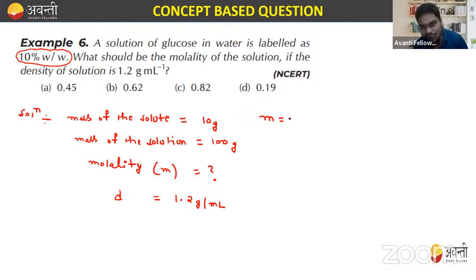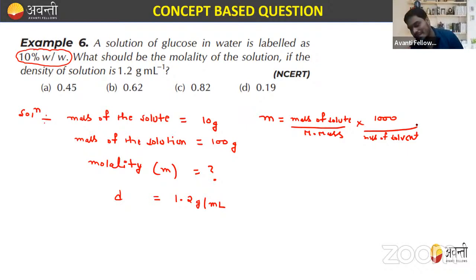So what is molality, beta? Molality is nothing but mass of solute divided by molar mass, multiply by 1000 and divided by mass of solvent. Important note here, mass of solvent, not volume of the solution, because this is molality. Okay, so this is mass of solvent.